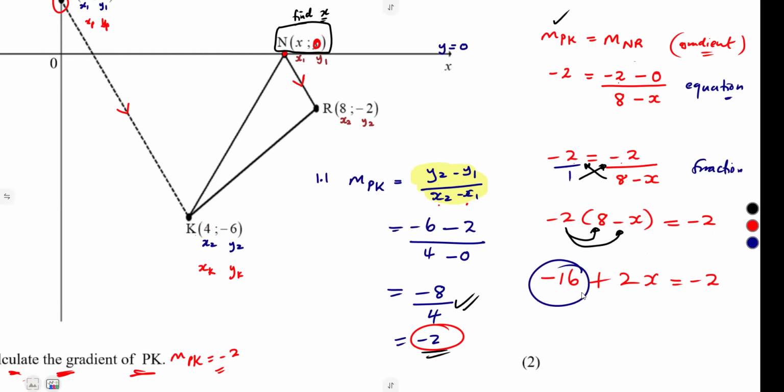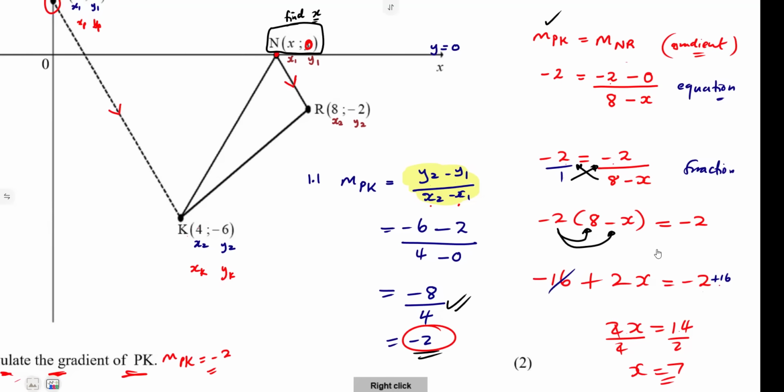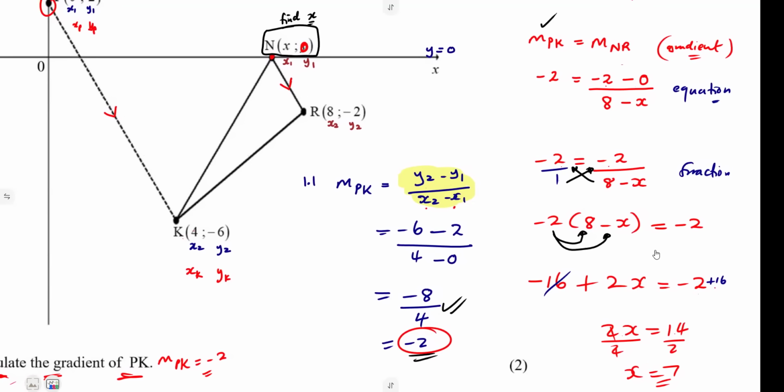Collecting the like terms, negative 16 to negative 2. You're going to take it to this side. The moment it crosses the equal sign, remember it must change, so it's going to be positive 16. All right. So 2x is equal to negative 2 plus 16. That is going to give us 14. So divide by 2 since we've got a product here. So x is going to be 7, right? 14 divided by 2 is 7. So that is the value of x.